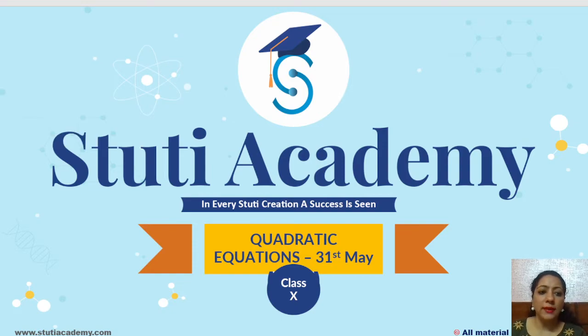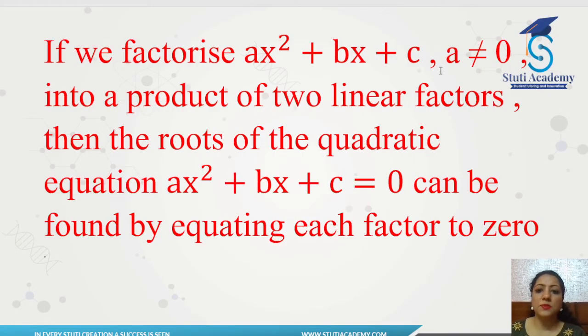Now if we factorize ax square plus bx plus c, where a is non-zero, that means we are talking about the standard form for a quadratic equation, into a product of two linear factors, then the roots of the quadratic equation ax square plus bx plus c equal to 0 can be found by equating each factor to 0. So that's all about the factorization method.